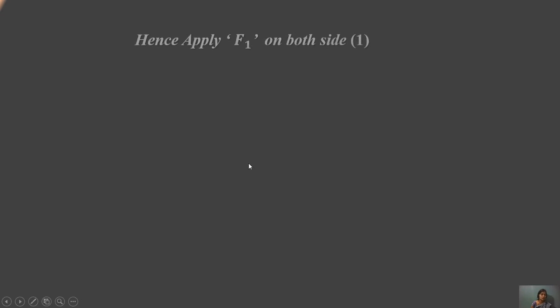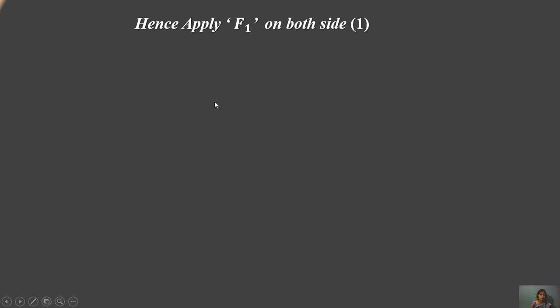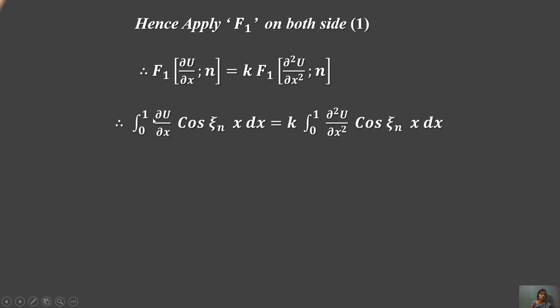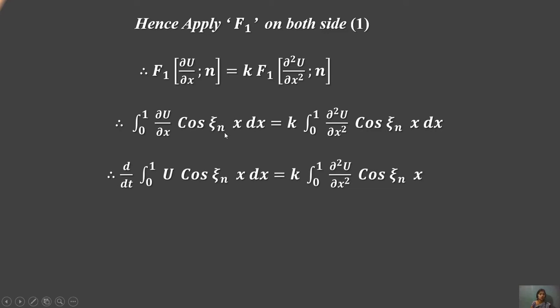Then, to this equation we apply the finite Fourier transform on both sides: the transform of ∂u/∂t equals k times the finite Fourier transform of ∂²u/∂x². That gives the integral from 0 to 1 of ∂u/∂t cos(ξn x) dx equals k times the integral from 0 to 1 of ∂²u/∂x² cos(ξn x) dx, applying the rule to this equation.